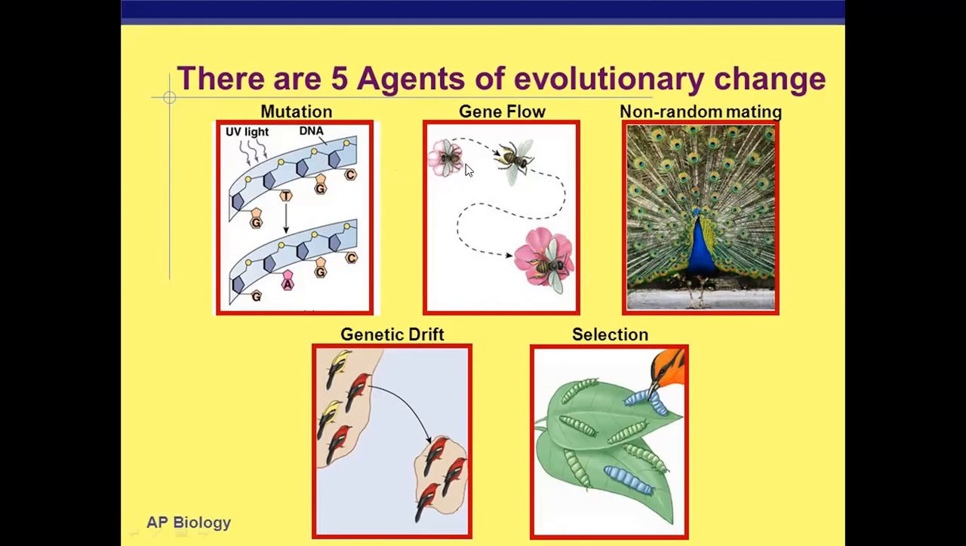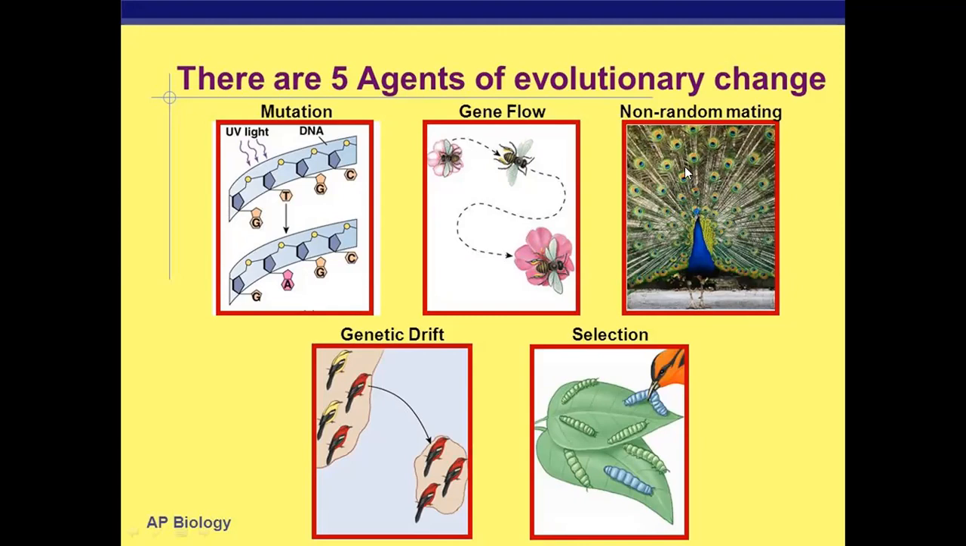Then gene flow is also shown here in this diagram. Pollen grains are collected with the help of this honeybee, and when this insect goes to another flower, it disperses the pollen grains on the stigma of that flower. Automatically, the genes present in this pollen grain are transferred to another flower. So gene flow also takes place here.